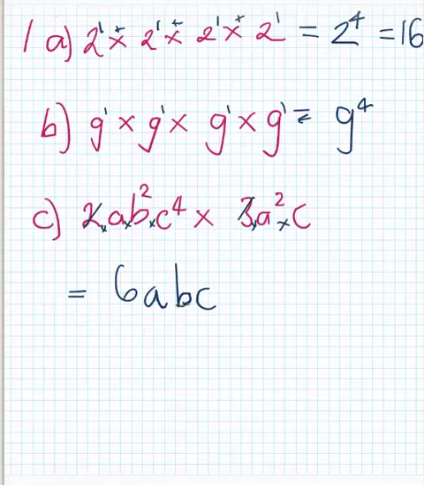Now all you've got to do is add in the powers by adding them. So start with your A. Now there's no number here, so I know there's an invisible 1.